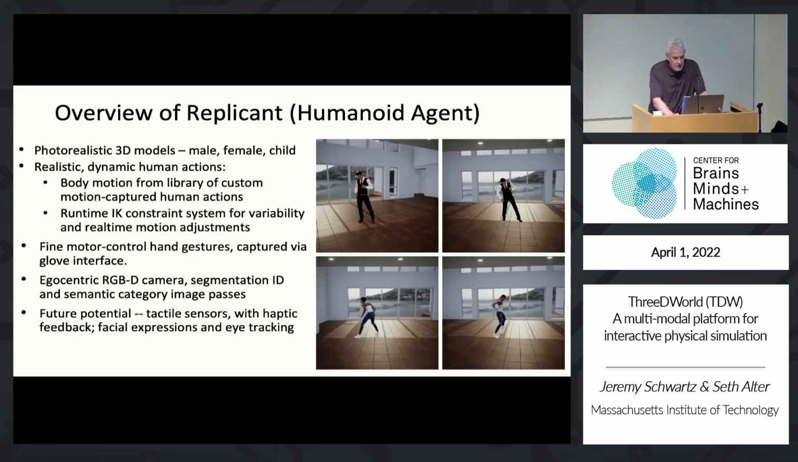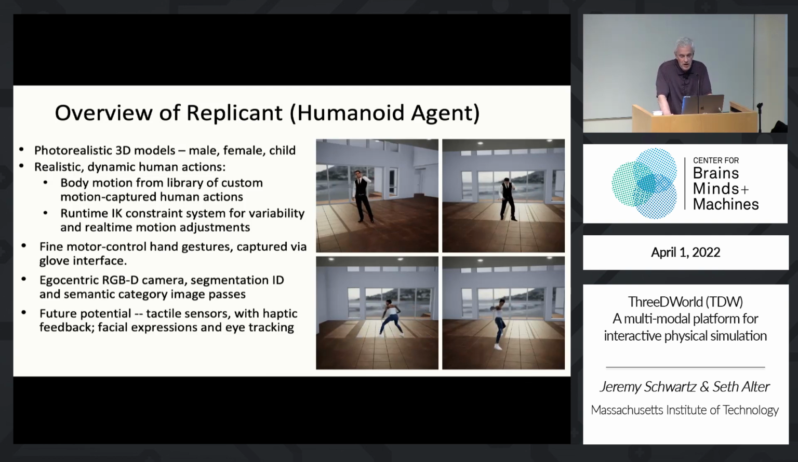So we are calling this agent Replicant, and it will be able to physically interact with the environment at a detailed level. The Replicant agent will utilize a range of photorealistic 3D model skins, allowing agents to be male, female, or even a child. This visual realism will be augmented with equally realistic body motion derived from motion capture data.